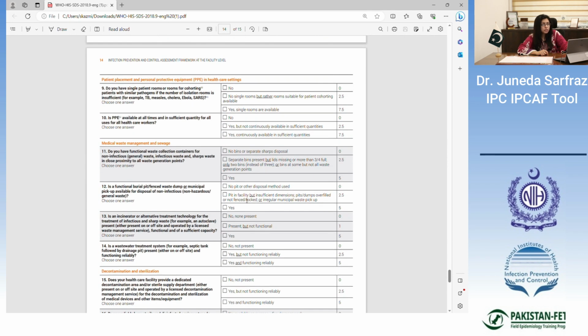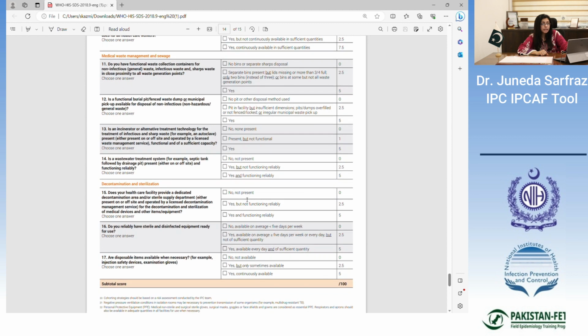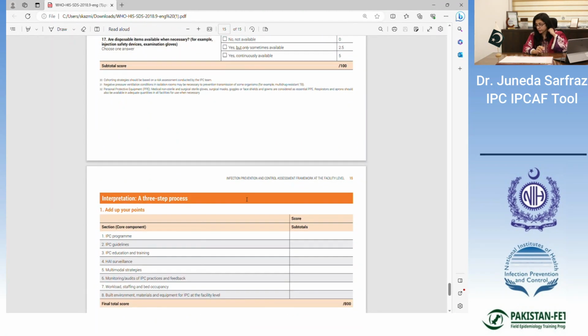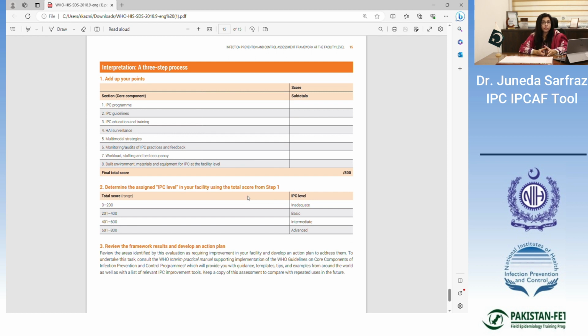So the last of all is patient placement and personal protective equipment in the healthcare settings, whether they are available or not. Medical waste management and sewage, what are the procedures for management of that. Decontamination and sterilization, which is a very core, important part of this. So once you have finished this, I expect you to do that as an assignment as well.